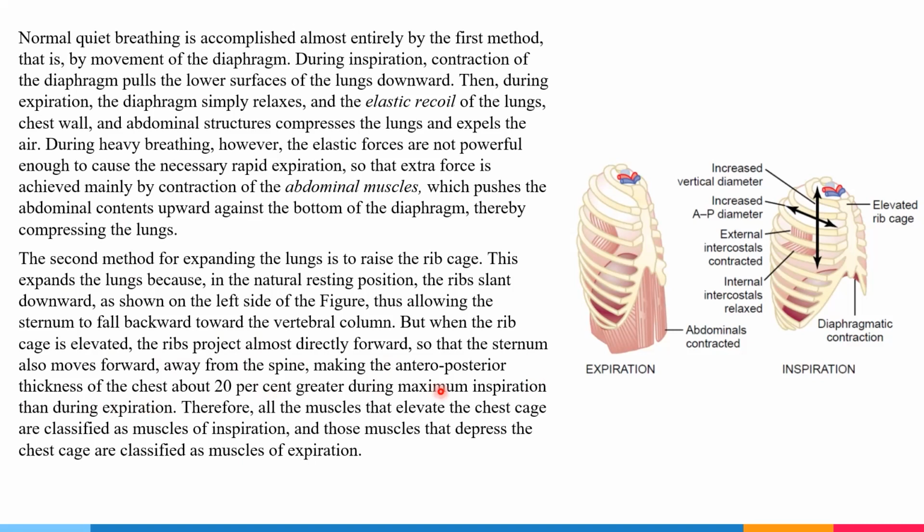making the anterior-posterior thickness of the chest about 20% greater during maximum inspiration than during expiration. Therefore, all the muscles that elevate the chest cage are classified as muscles of inspiration, and those muscles that depress the chest cage are classified as muscles of expiration. Thus, this is how the mechanism of pulmonary ventilation occurs.